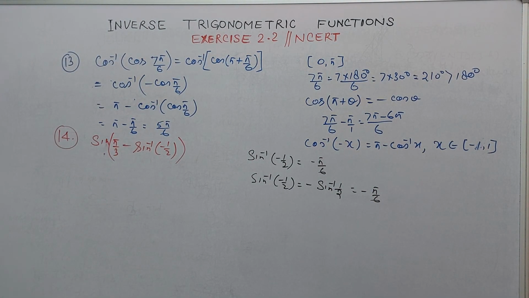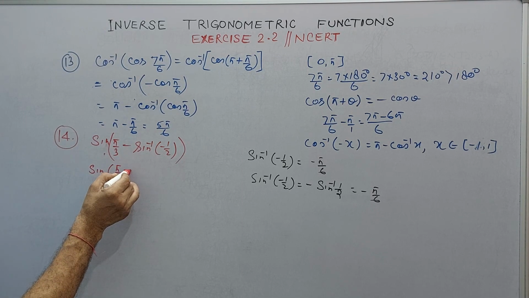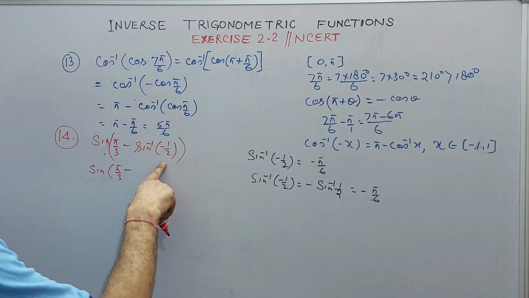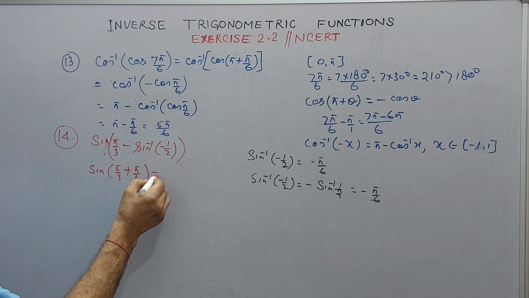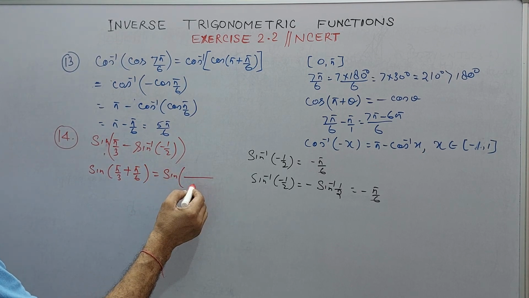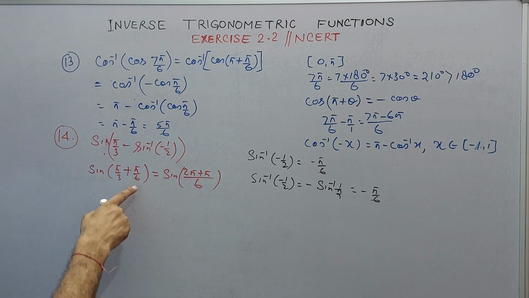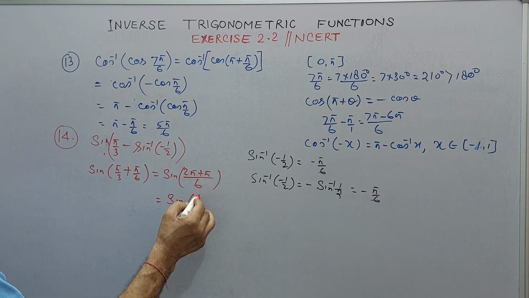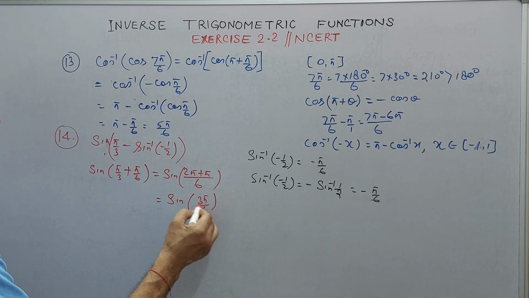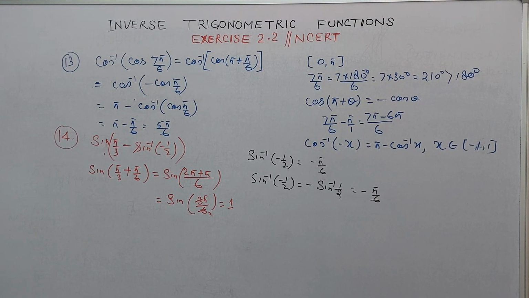Now the value comes out here: sin of pi by 3 minus, that is already there, and the value of this one is minus pi by 6. So minus minus becomes plus. After simplifying, taking the LCM of 3 and 6, which is 6, 2 pi plus pi will be 3 pi. Now the value becomes 3 pi divided by 6, that is pi by 2. Sin pi by 2 is 1. So our value in question number 14 is 1.